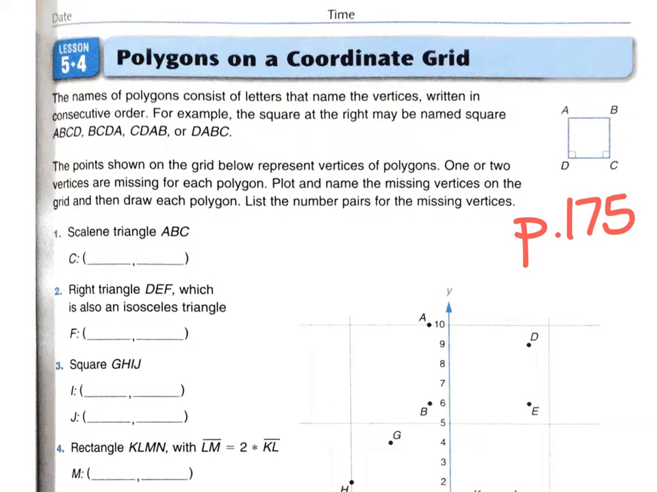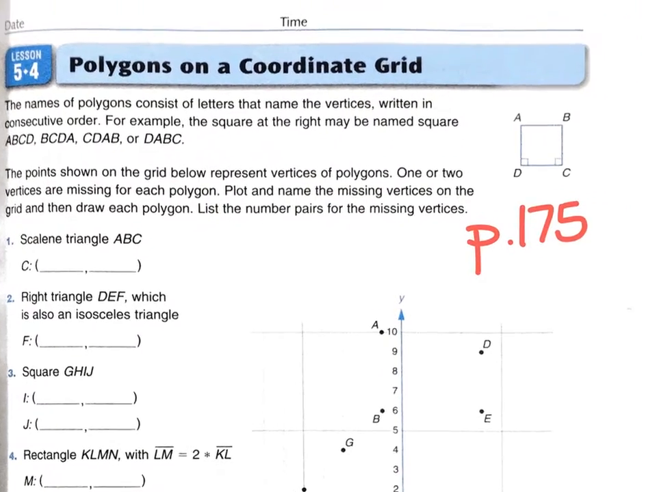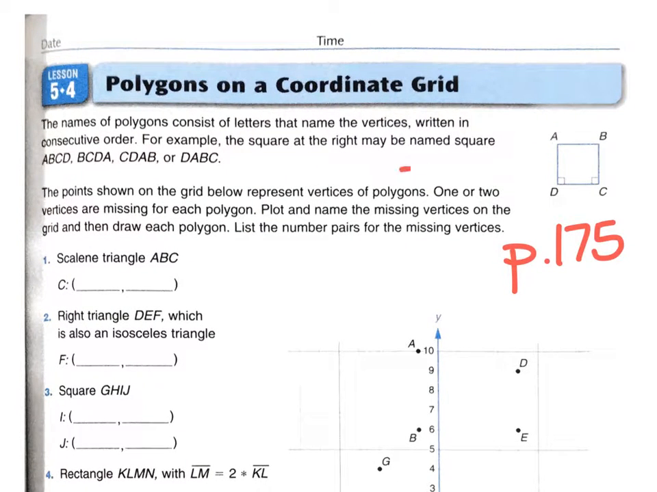Okay, the names of polygons consist of letters that name the vertices written in consecutive order. For example, the square at the right may be named square ABCD, following that order, BCDA, CDAB, or DABC. So basically, you're just looking at your vertices, and wherever you start, you're going in order to name your polygon. And polygon, remember, is just any normal shape that we have.